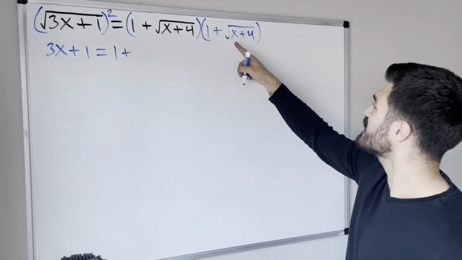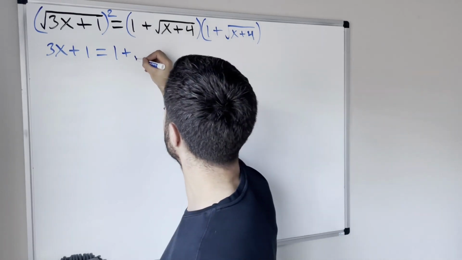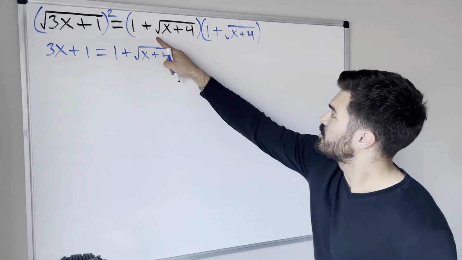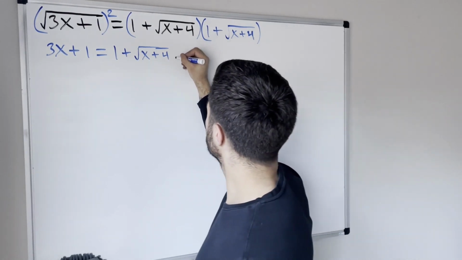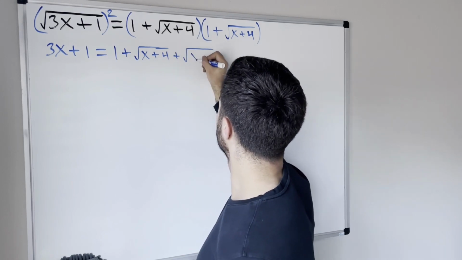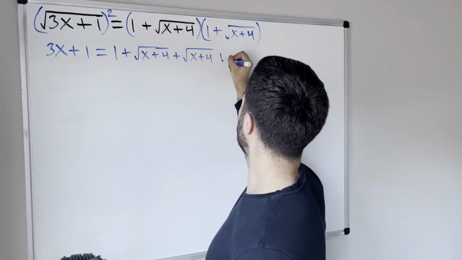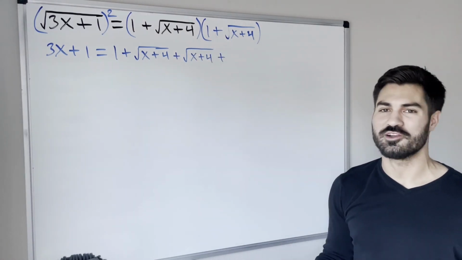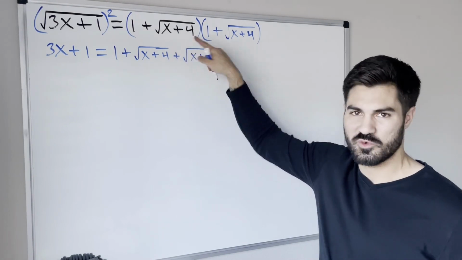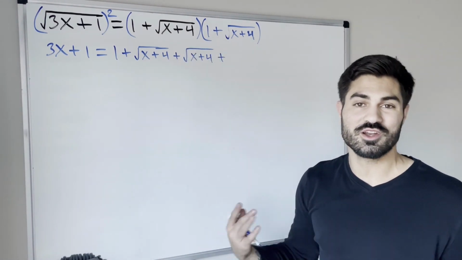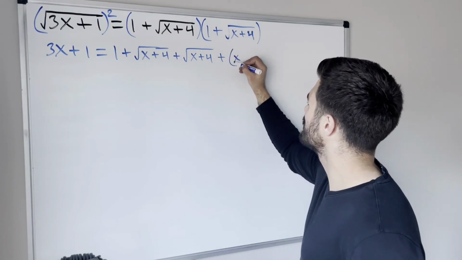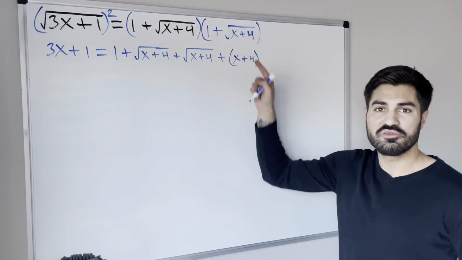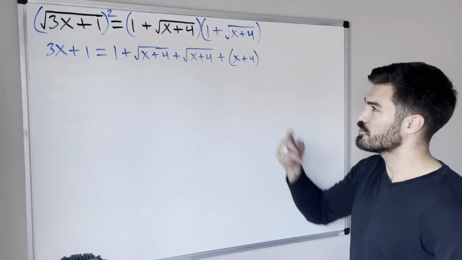plus 1 times the square root of x plus 4 gives us square root of x plus 4, plus square root of x plus 4 times 1 gives us square root of x plus 4 again, plus square root of x plus 4 times itself. Remember, times itself means squared. So square root of x plus 4 squared, that square root and square are going to cancel, and we're just going to be left with x plus 4. You can write it out if you need help seeing it, but the square root times itself means squared, those are going to cancel. We're going to be left with x plus 4 here.